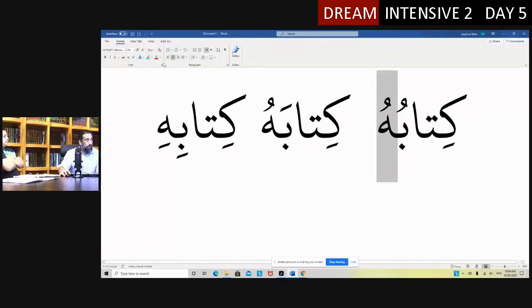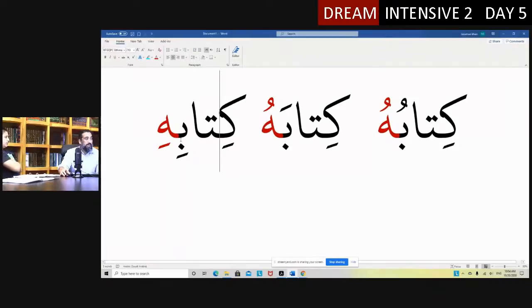In kitabuhu, who is the attached pronoun? In kitabahu, who is again the attached pronoun? And in kitabihi, he is again the attached pronoun, right? Let me tell you something. Each of these is jar, because each of these is a mudaf ilayh. Did it matter that this one is who and this one is he? No. The sound didn't change because the status changed.